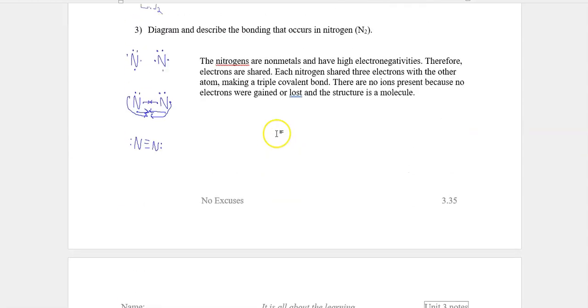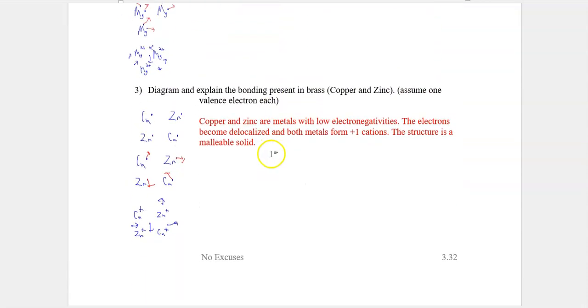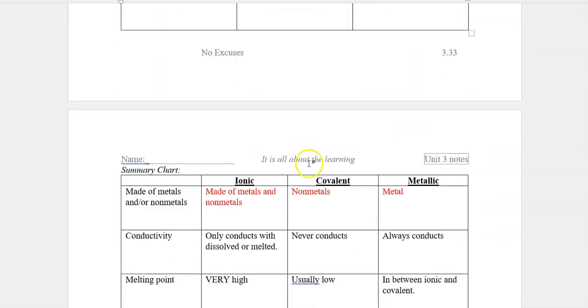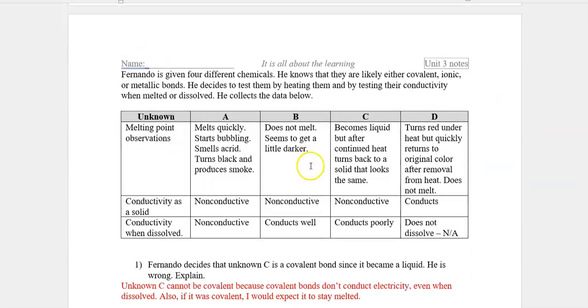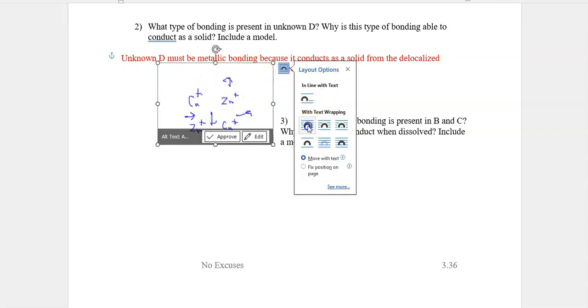As far as a model, I'm just going to go up to the metallic bonding notes, and I'm just going to steal this one, because here I have the electrons being delocalized. But as long as you show the electrons being delocalized, I think you're good.